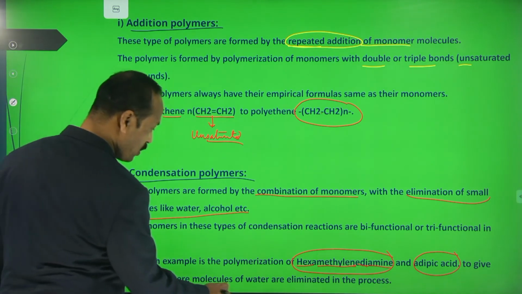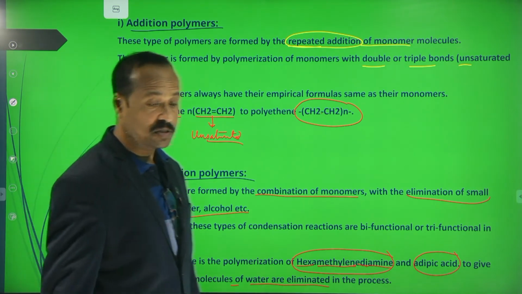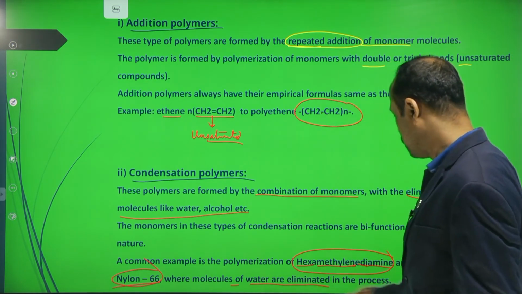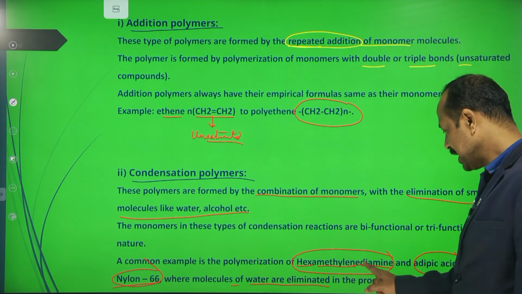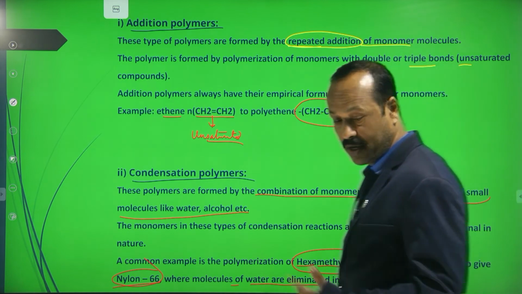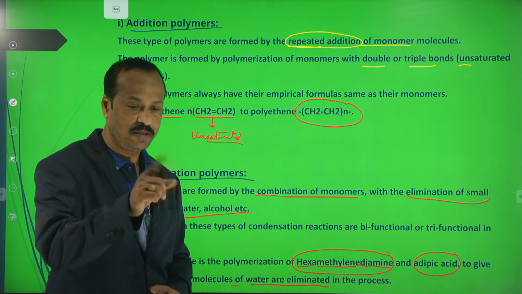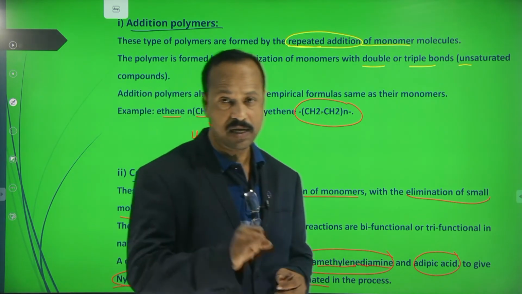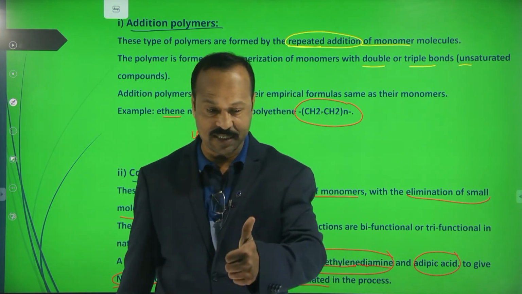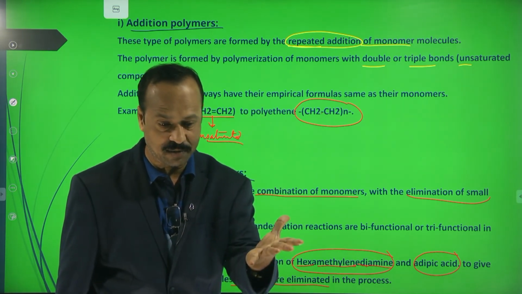Molecules of water are eliminated in this process to form nylon 66. So this is very, very important. See how big the name is. The name of the compound is hexamethylene diamine. You have to read it like this. If you say it continuously, you will be confused, so you have to split it. Hexa means 6. Mono means single, di means 2, tri means 3, tetra means 4, penta means 5, hexa means 6, hepta means 7, octa means 8, nona means 9, and deca means 10. Do you know all these things?